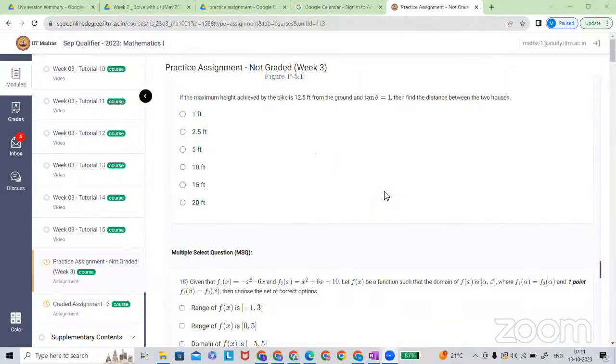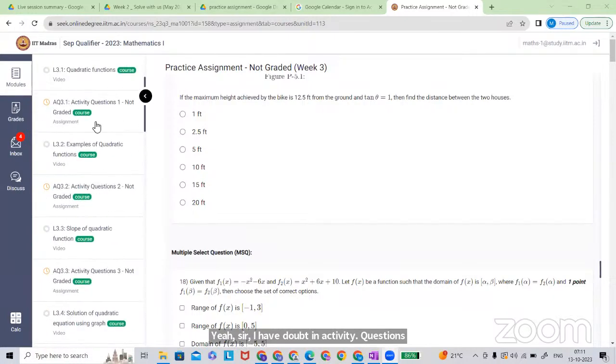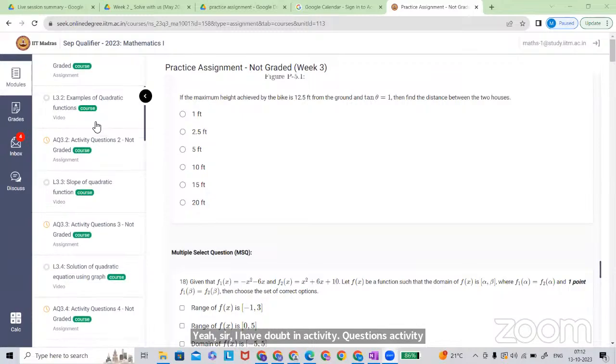Okay, so the first one is Hers. Hello, Hers. What is your doubt? Yeah, sir. I have a doubt in the activity questions. Activity 3.2, question number 3.